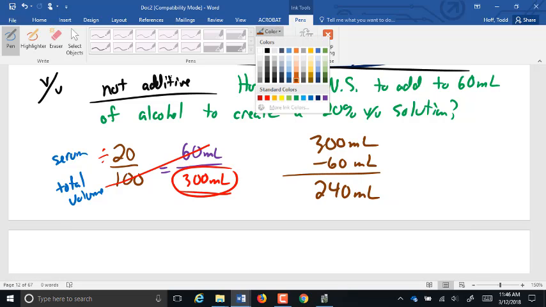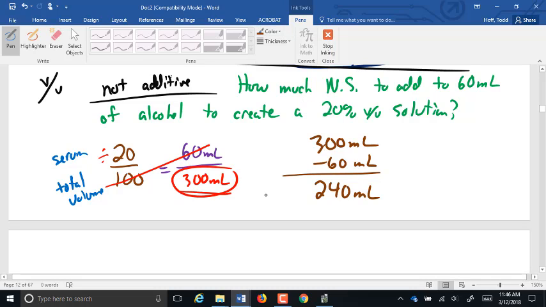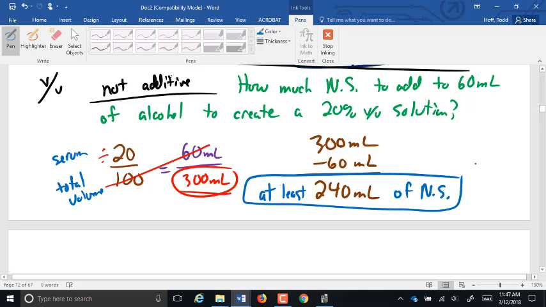But that's not necessarily telling us how much saline we need. We need at least 240 milliliters of saline. Because sometimes when you combine two fluids, and alcohol is one of them, when you combine alcohol with water, the volumes don't necessarily add up.